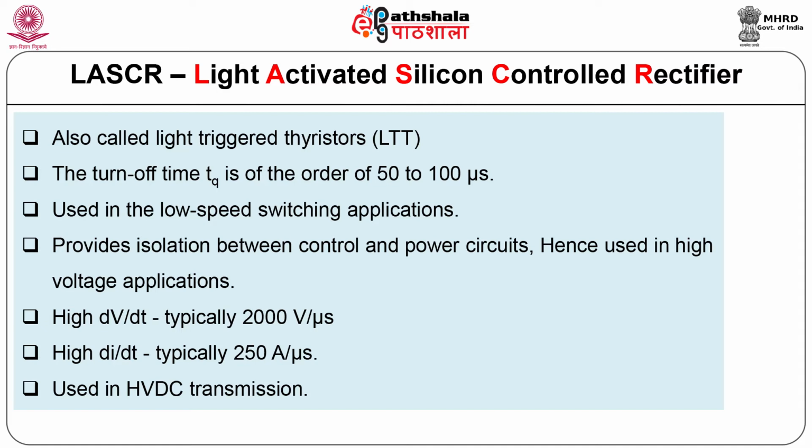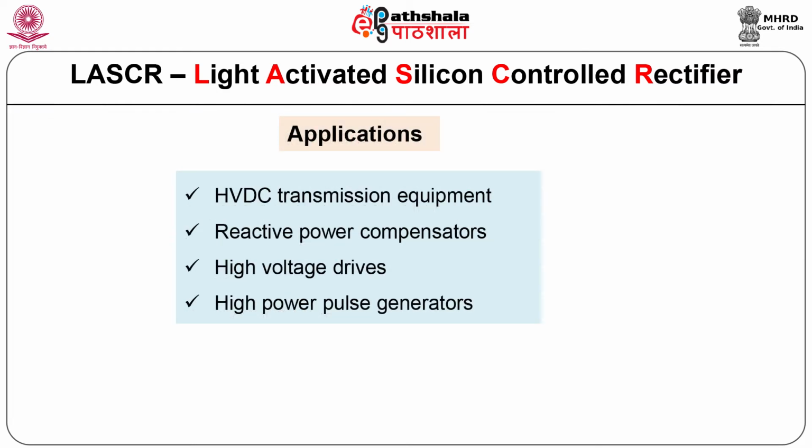These are also called light triggered thyristors. Turn off time is high, 50 to 100 microseconds. Used in low switching applications, provides isolation between control and power circuits, hence used in high voltage applications. It has high dV by dt, but low dI by dt.